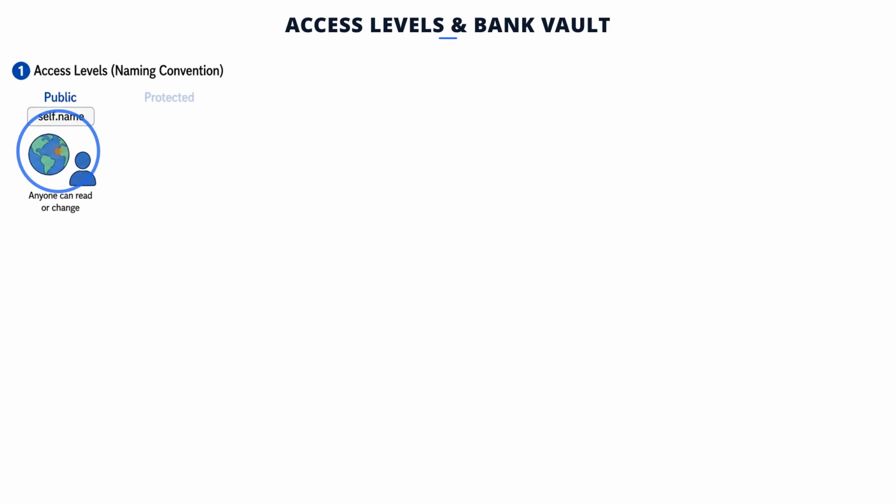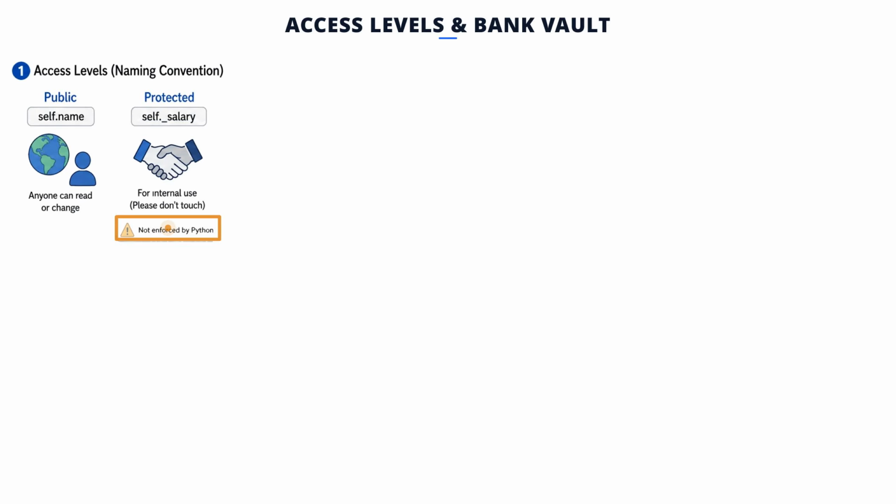Second, we have protected access. This is signaled by a single underscore such as self._salary. Think of this as a gentleman's agreement among programmers. It clearly tells others, please don't touch this from outside the class. It's meant for internal use only. However, Python doesn't technically stop you from accessing it if you really try.